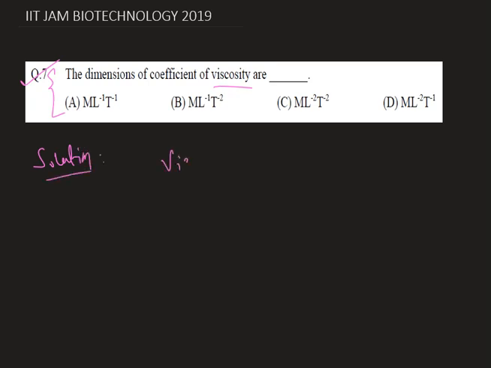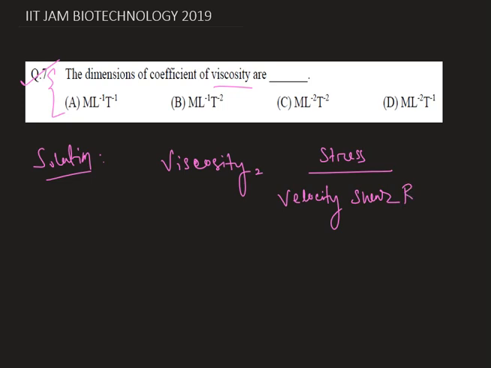As we know that viscosity is equals to stress by velocity shear rate. So we can write stress is equals to F by A, that means force by area, and velocity shear rate is V by L.